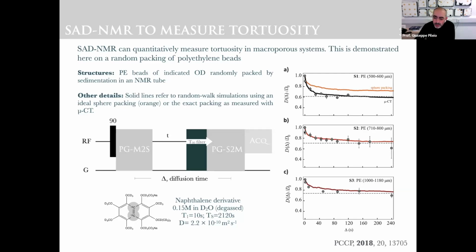So as you can see, these are 3 cases in which there are different bead sizes, so the system of pores is different every time. And when we do the experiment and we let the molecule diffuse up to 4 minutes, we reach, in all cases, this asymptote, which matches what is expected.